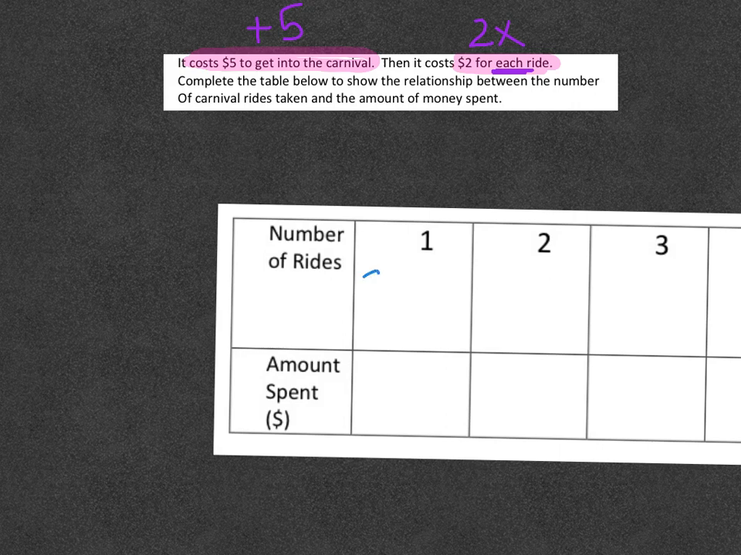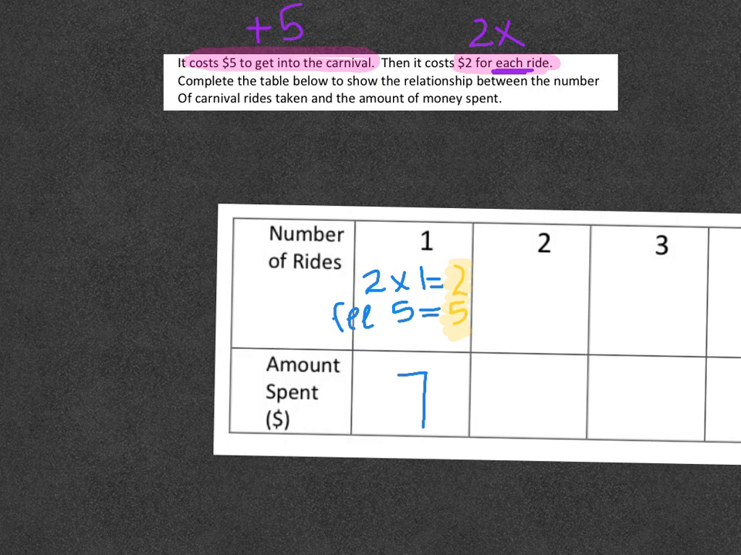It costs $2 for every ride. So 2 times 1. And then I have a $5 fee. 2 times 1 is 2, plus my $5 fee. 2 plus 5 is $7. The thing that you have to watch out for is that $5 fee. Make sure you don't forget to put that in there. And we've got it up here: 2 times however many rides you take, plus that $5 fee.